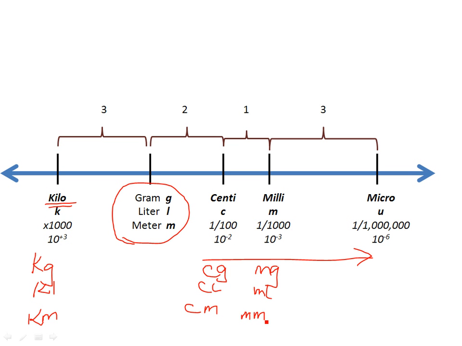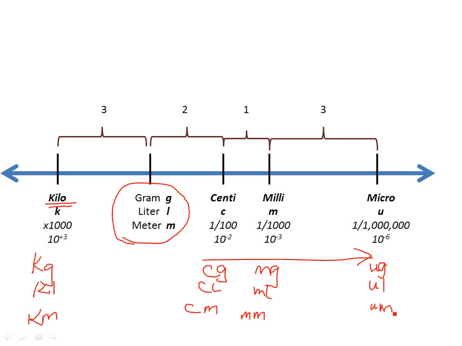Now we can go even smaller. We can make something 1,000,000 times smaller. That is called the micro, which in text, like typewriter text, is usually a little U-shaped symbol. So a microgram, a microliter, or a micrometer.